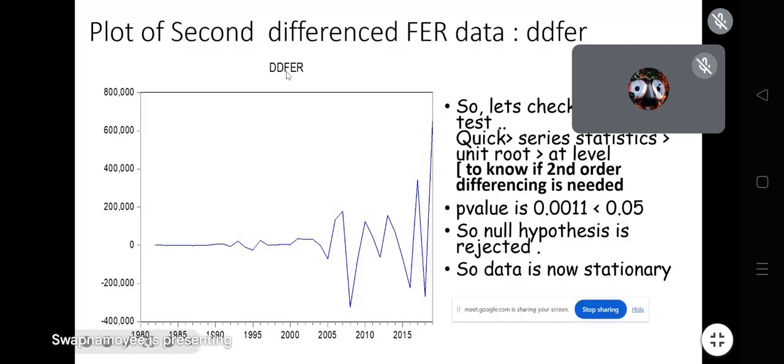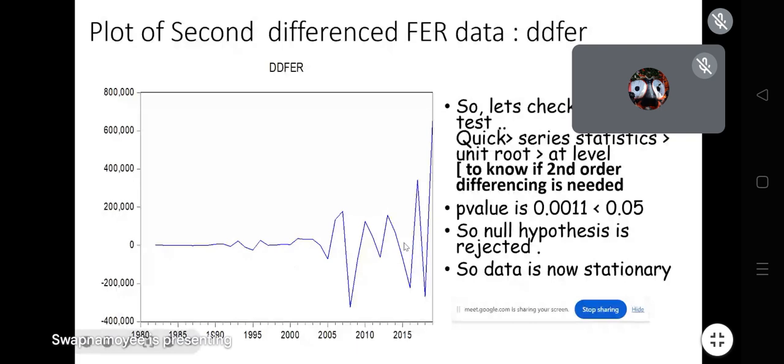That means this was the first difference, and again the second difference. If you do the differencing in the FER, it will take variable values like this. This is the naming I have used: DD means difference of the differenced FER. So I have done double differentiation. You can see now, this is the plot of the second difference.